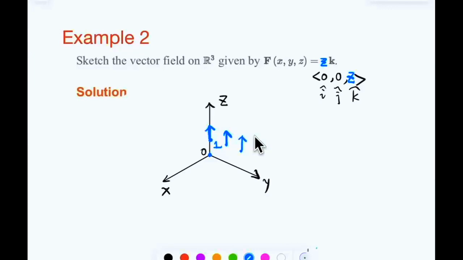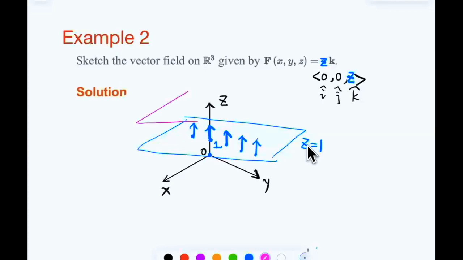So on the plane z equal to 1, let's draw the plane. Then all the vectors will be like this. They point upward and have magnitude 1. Then what about a plane that has z equal to 2? How does the vector look? It's going to point upward 2 units.